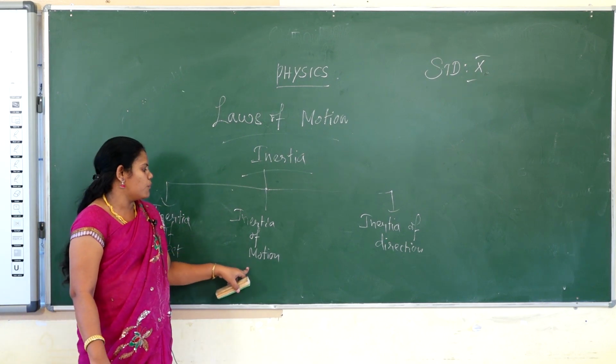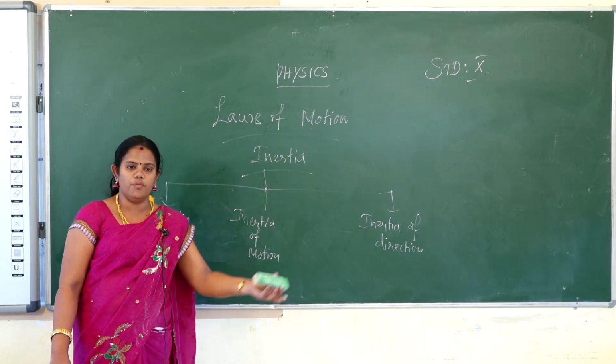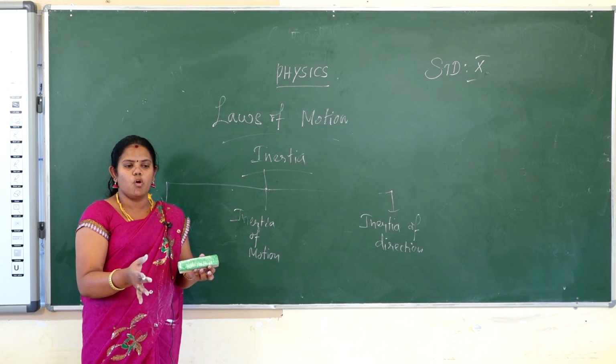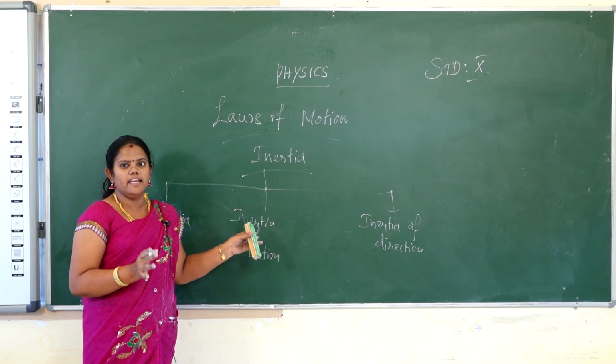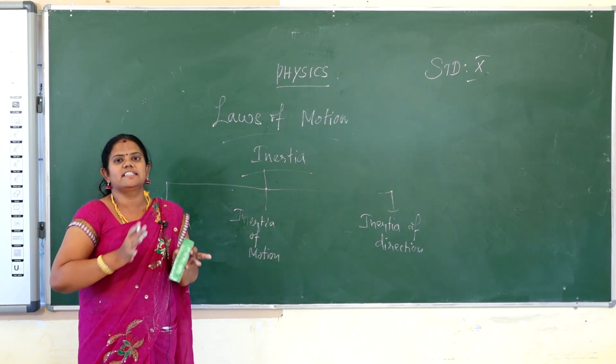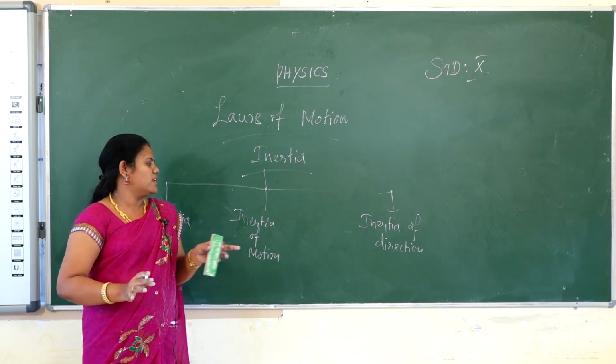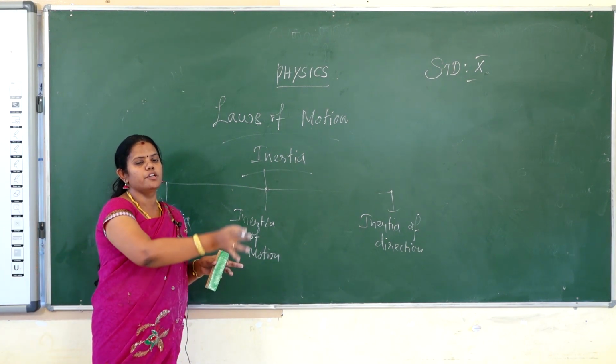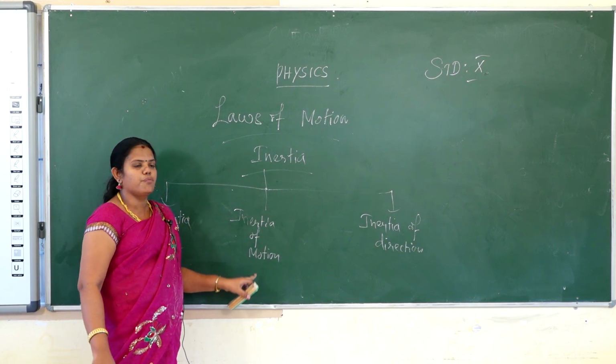Then inertia of motion. One thing will be in a moving position, and you suddenly stop the ball or anything, only then will the thing be in a rest position. Otherwise, the object will continue moving, that is called inertia of motion.